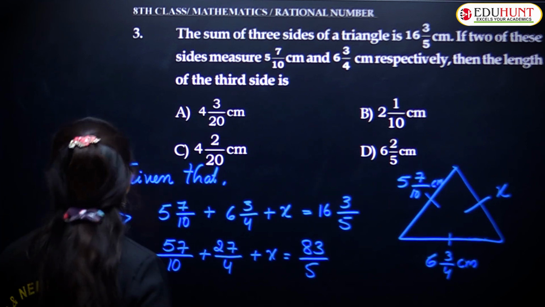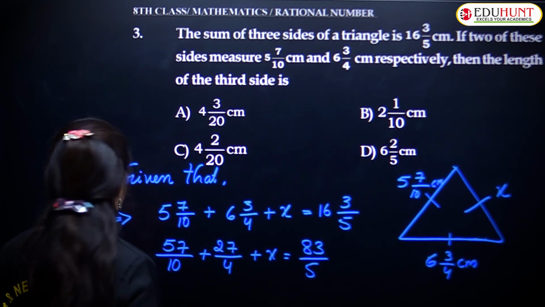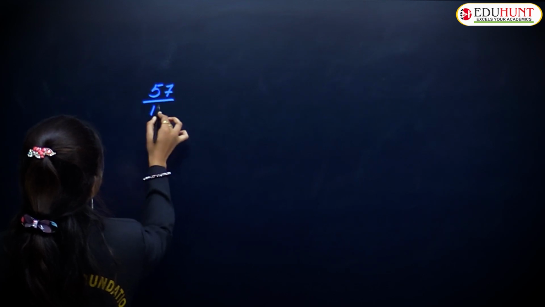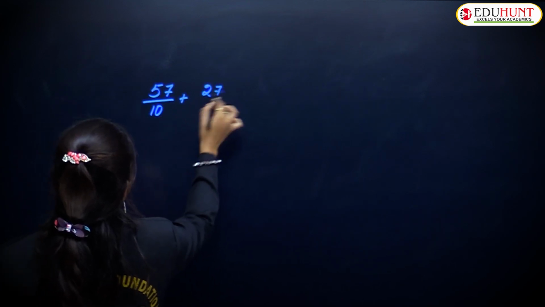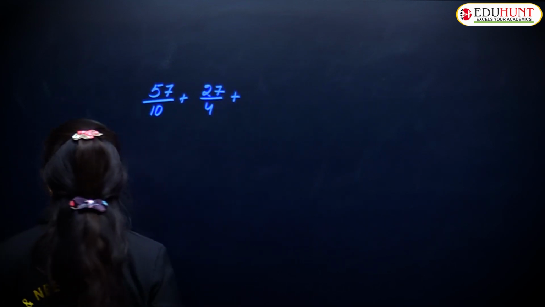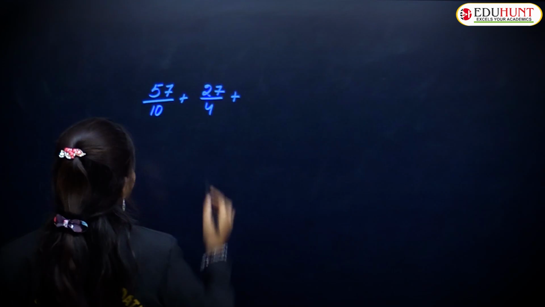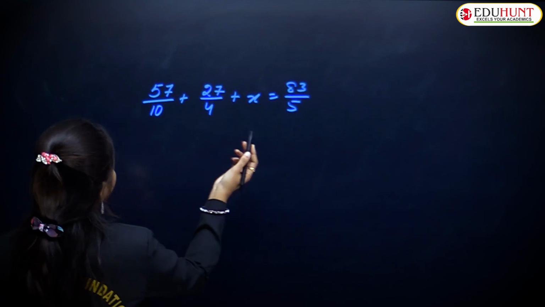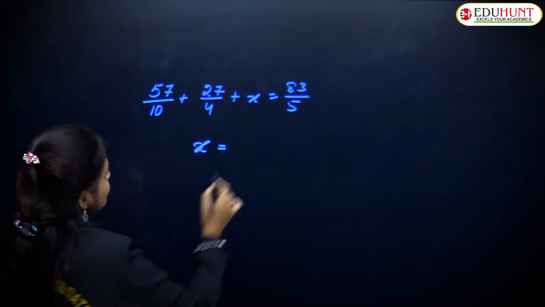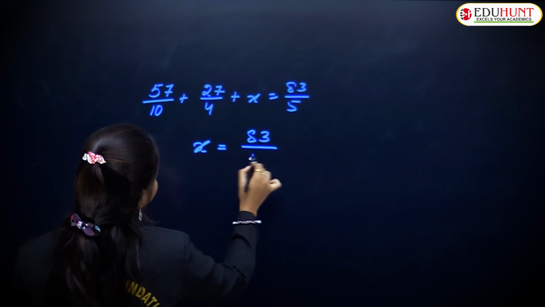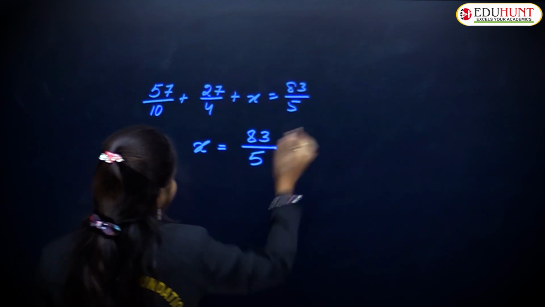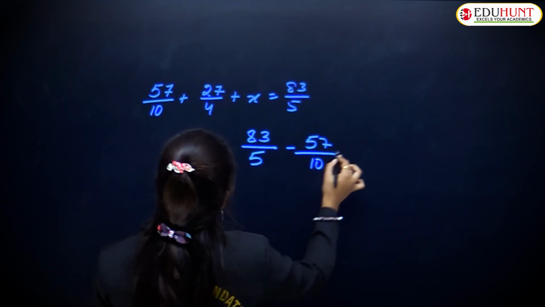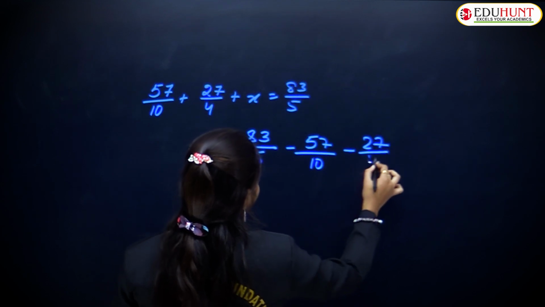So 57 by 10 plus 27 by 4 plus x is equal to 83 by 5. Okay, so here we can do it directly, or like this also. So x is equal to 83 by 5. Just transpose the terms to the RHS side: minus 57 by 10 minus 27 by 4.